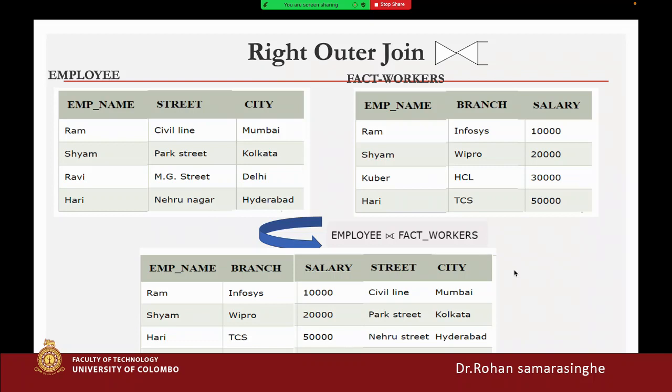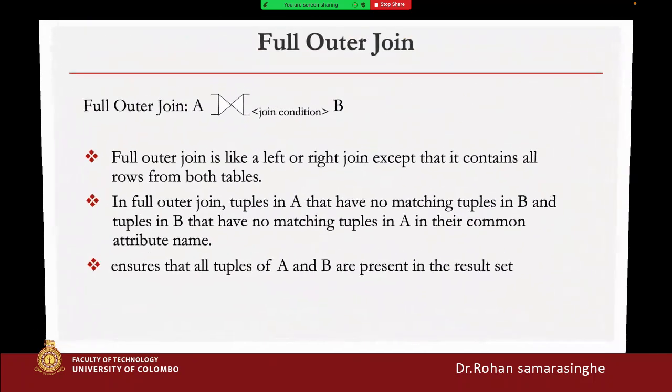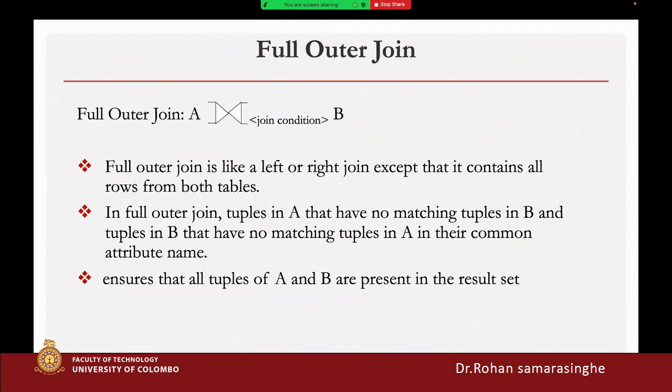Then full outer join is the combination of these two. Full outer join A condition B: full outer join is like the left or right join, except all rows from both tables must be there. Tuples in A have no matching tuples in B, and tuples in B have no matching tuples in A on the common attribute names. That means it ensures that all tuples of A and B are present in the result.